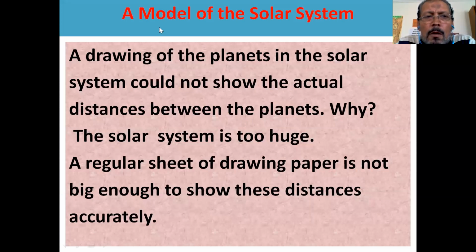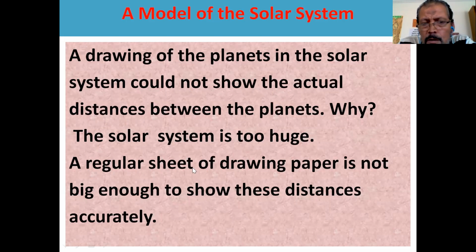You now have a model of the solar system. If we want to make a model of the solar system, this is very difficult. Drawing the planets in the solar system couldn't show the actual distance between the planets. Why? Because the solar system is too huge.